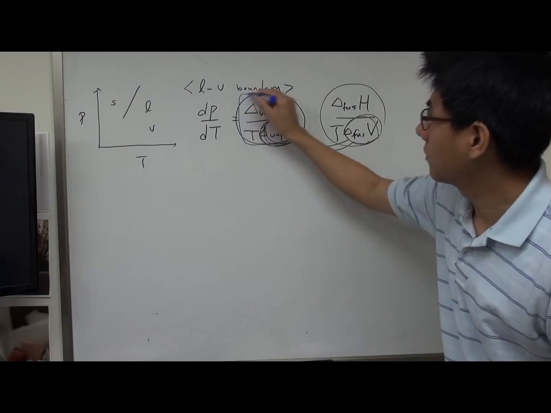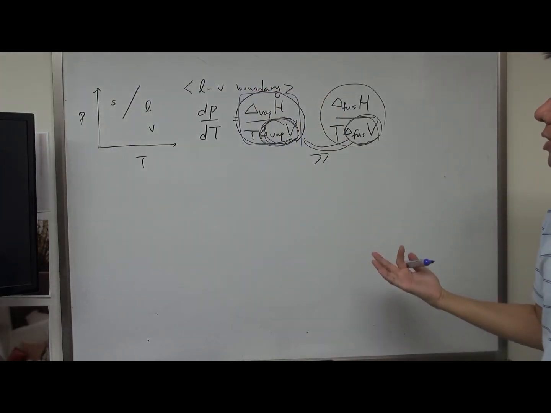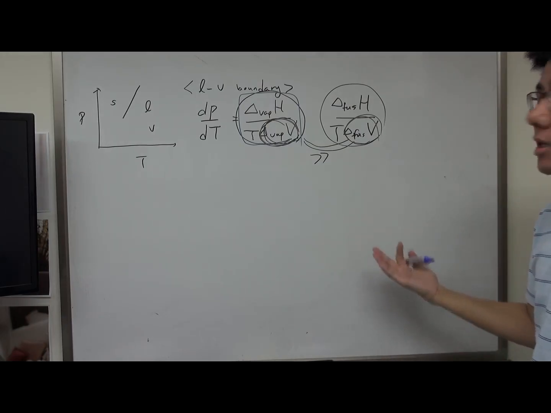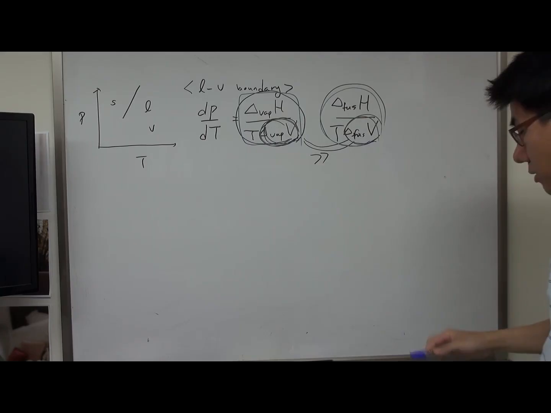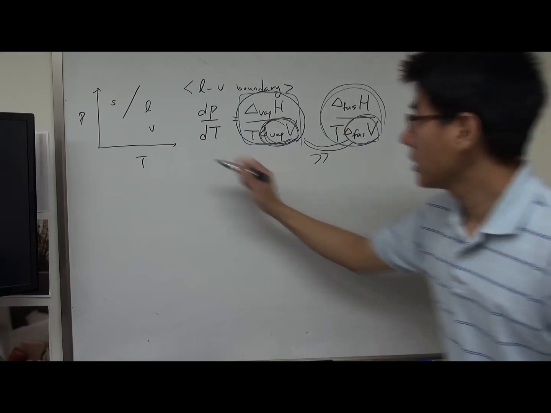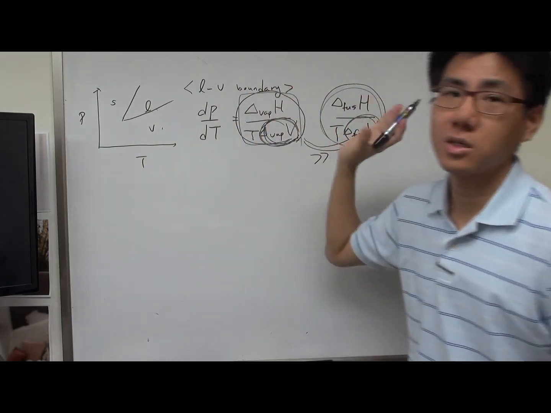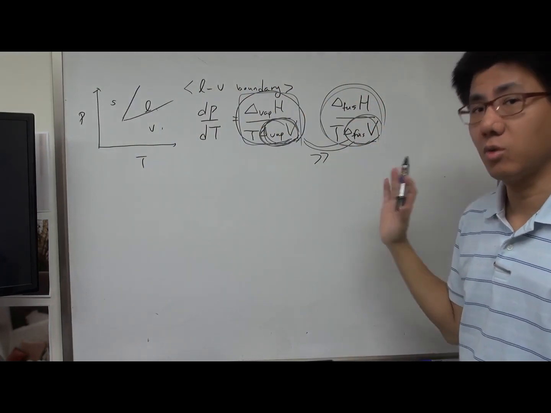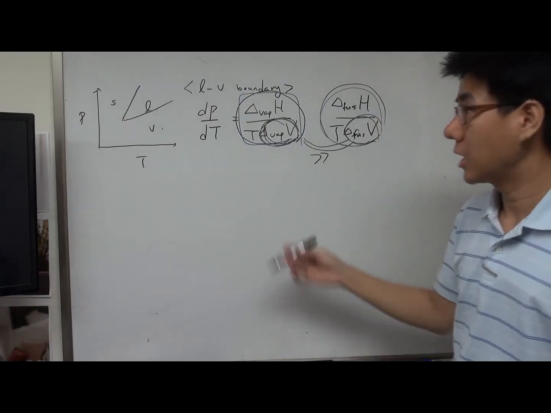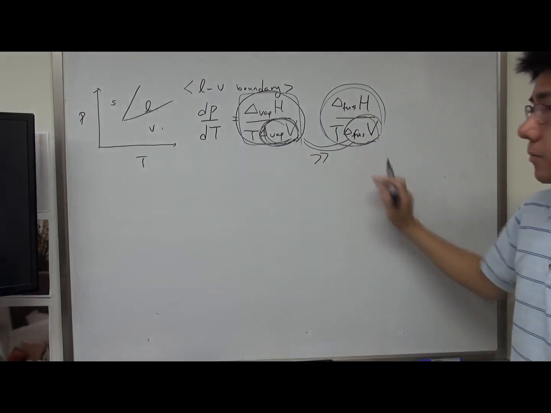this value, basically the slope of the liquid vapor boundary, is not as large as the slope of the solid liquid boundary, right? Which means that the liquid vapor boundary has a much smaller slope, something like this. We don't know the shape of the boundary, if it is linear or curved or whatever. But anyhow, the slope is smaller than the solid liquid boundary. Okay.